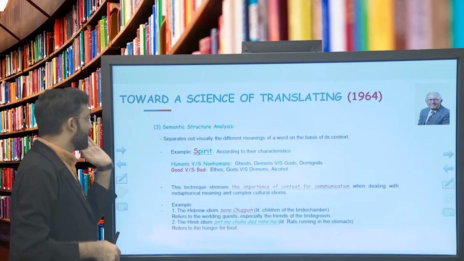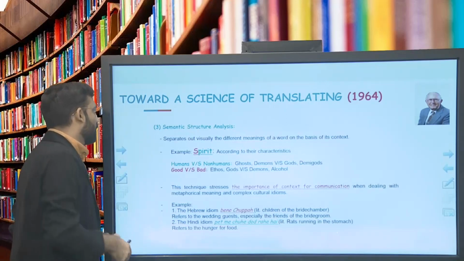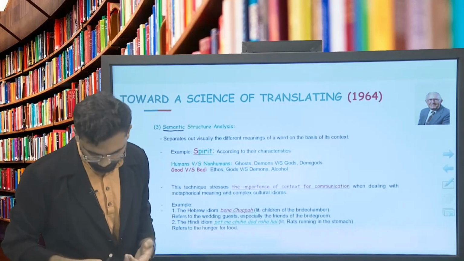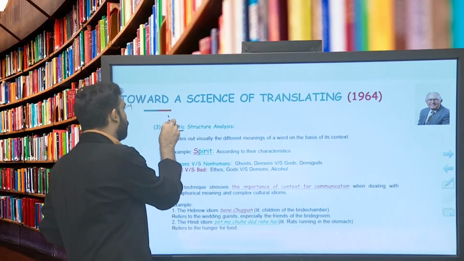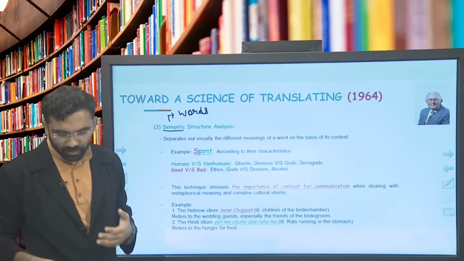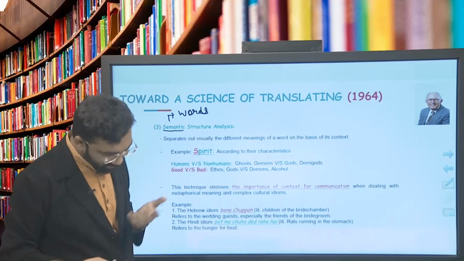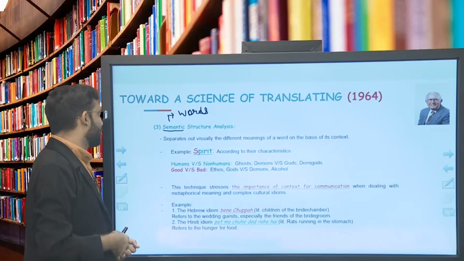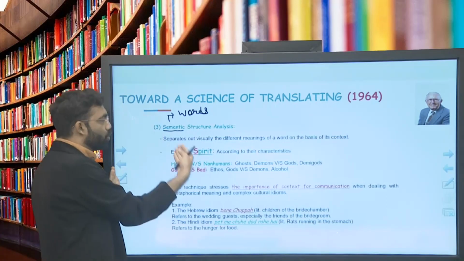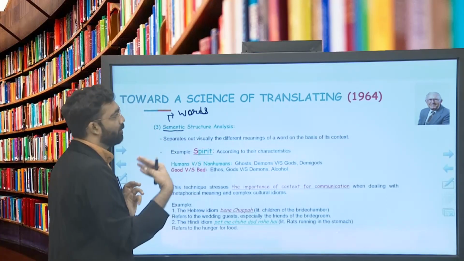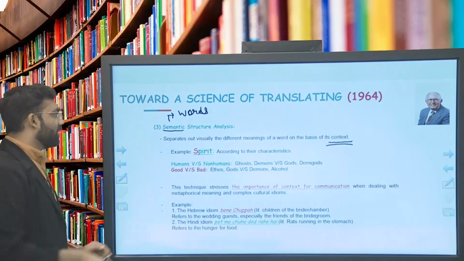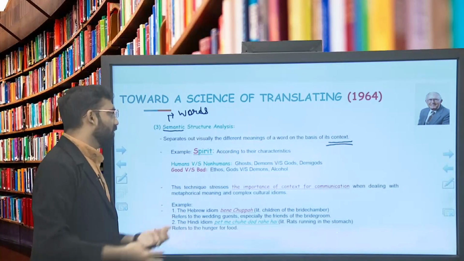Next one is semantic structure analysis. I am sure you know what semantics, the school of linguistics, means. Semantics is related to the study of meanings of words. So semantic structure analysis separates out visually the different meanings of a word on the basis of its context, in which context the particular word is used and what its meaning is.